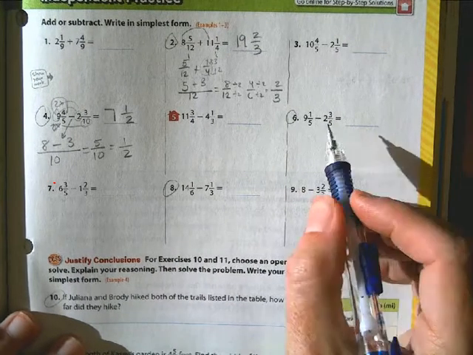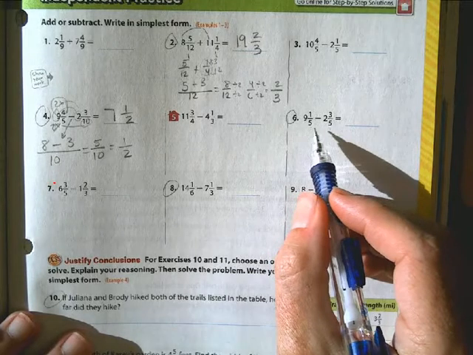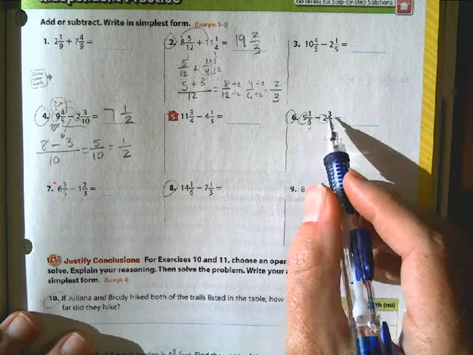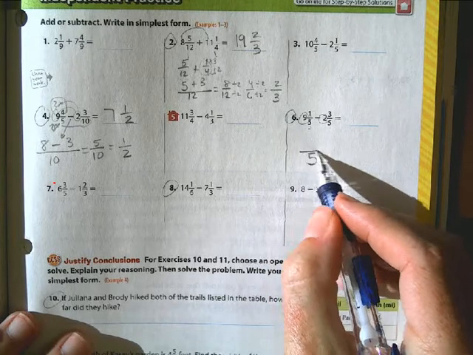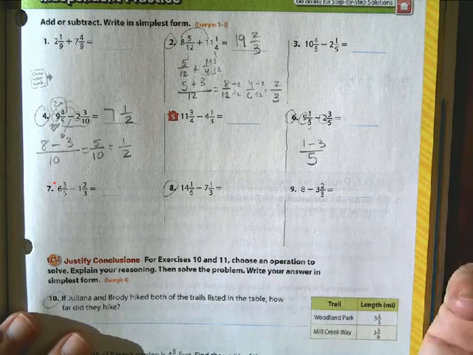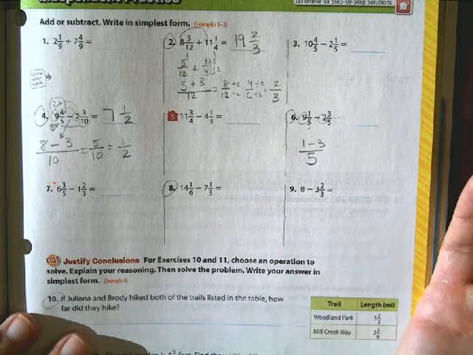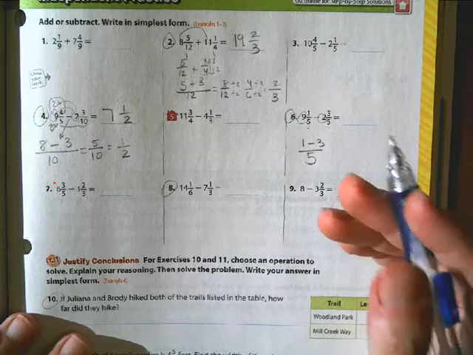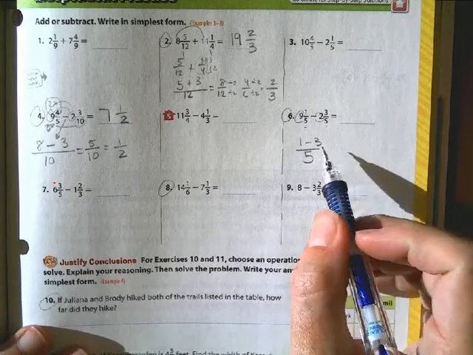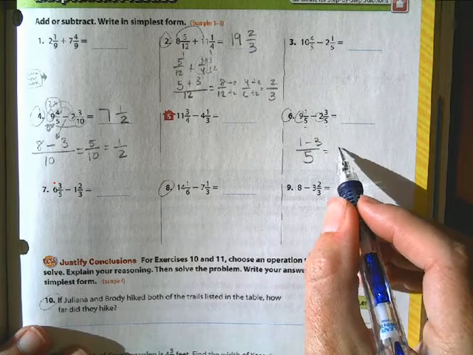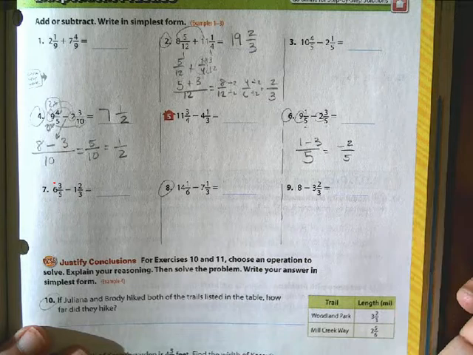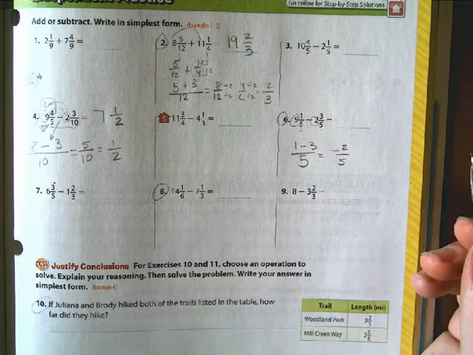Let's look at number 6. On number 6, I already have a common denominator. That's handy. So again, not worried about the whole numbers quite yet. Let's look at the fraction part. I have 1 minus 3. Now, this one poses a little bit of a problem because I really can't do 1 minus 3, at least not that I know of. If I did 1 minus 3, I'd end up with a negative 2/5, if I did my normal type of things.